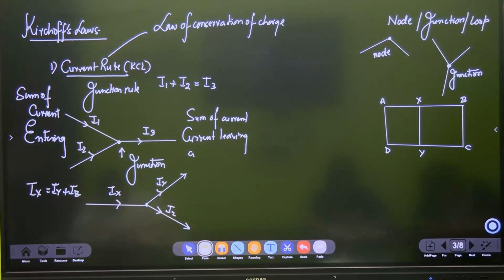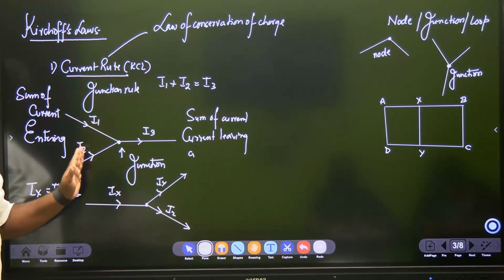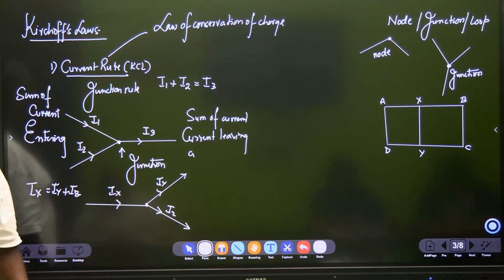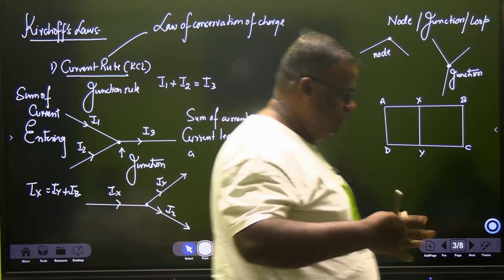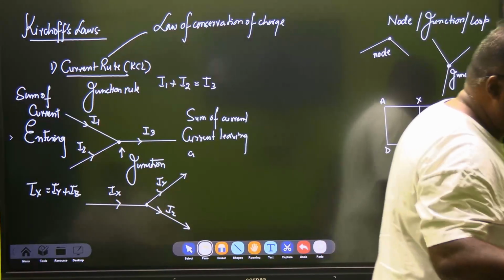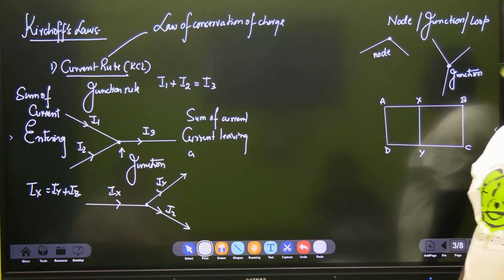Flow of charges. If charges are flowing from here and charges are flowing from here, you can't accumulate charge at a junction. Whatever has come has to pass out. Is this understood? Law of conservation of charge.